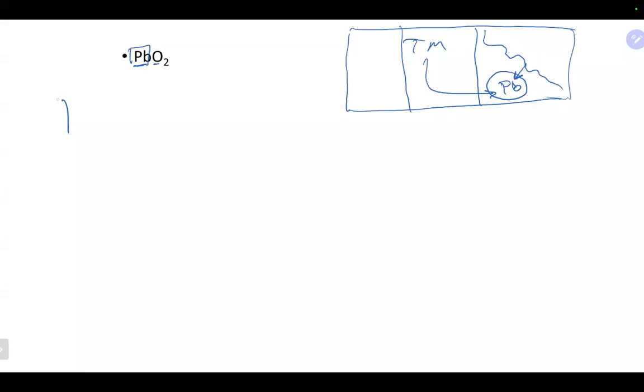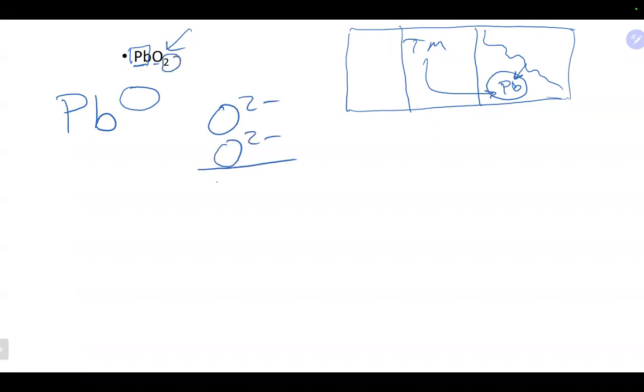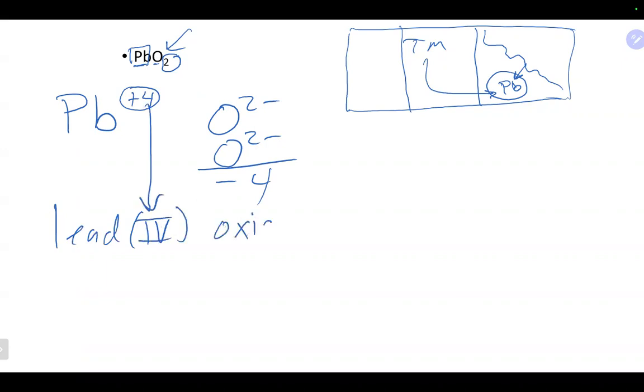We will do our same little move here to make sure we don't screw up. I'm not sure what the lead is, but I do know oxygen is group number 6, which means it should have a -2 charge, and there are 2 of them. That gives me a -4 overall charge, which means the lead in this case is actually +4. This would be lead Roman numeral 4 because of the charge, and this would be oxide. Any questions on that one?